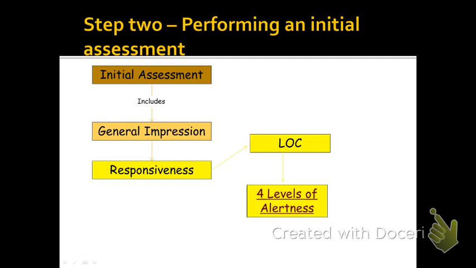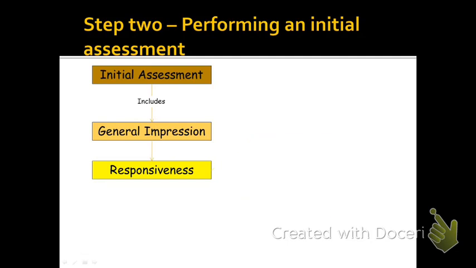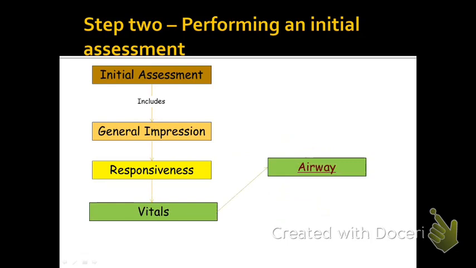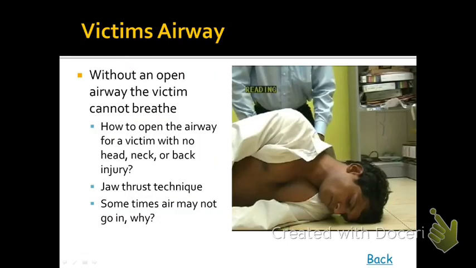So that brings us back to the initial assessment. We've talked about the general impression, where you're looking at the chief complaint and determining whether or not they're a medical or trauma patient. We've looked at the responsiveness, whether or not they have their 4 levels of alertness. Are they alert? Are they alert to verbal, painful, or are they completely unresponsive? Once we determine the levels of responsiveness, the next step on this journey would be to assess their vitals. And the first aspect to vitals is the airway.